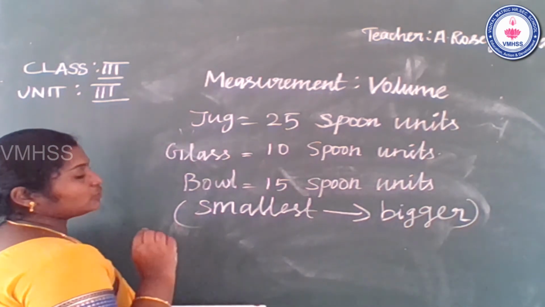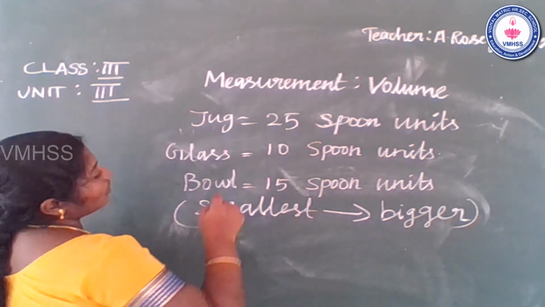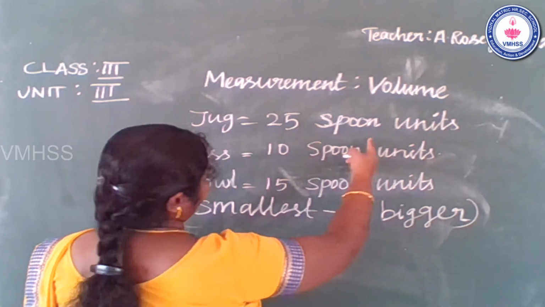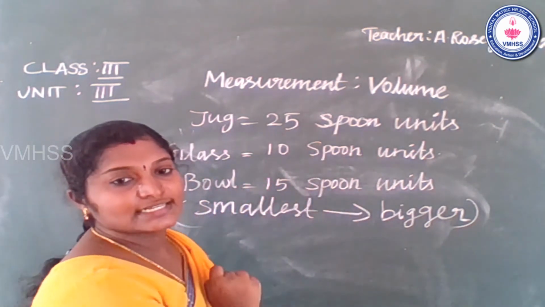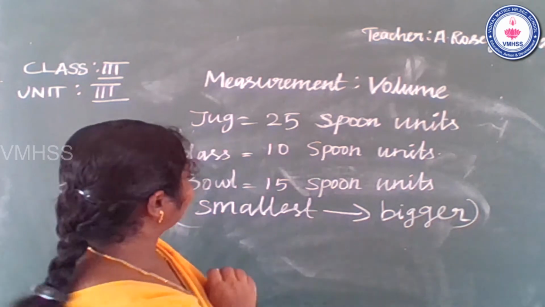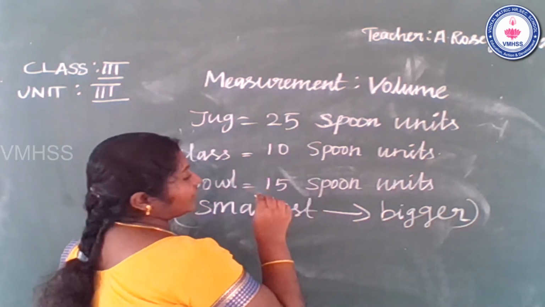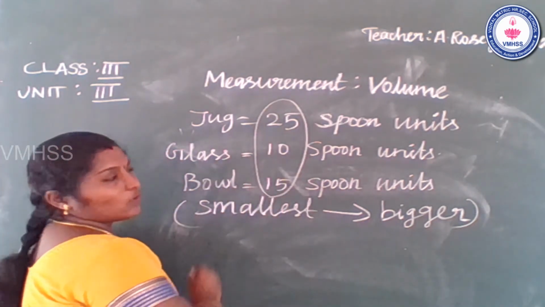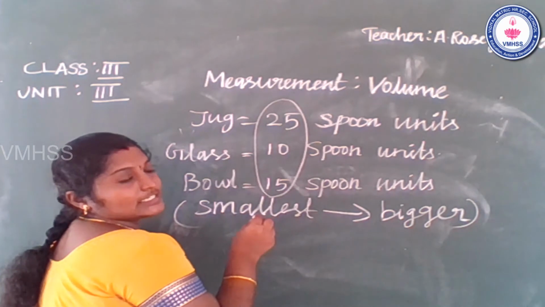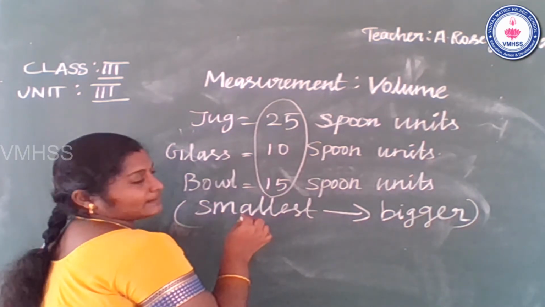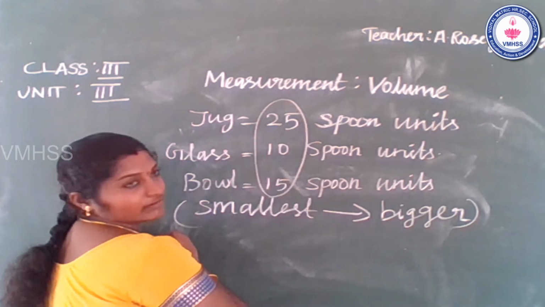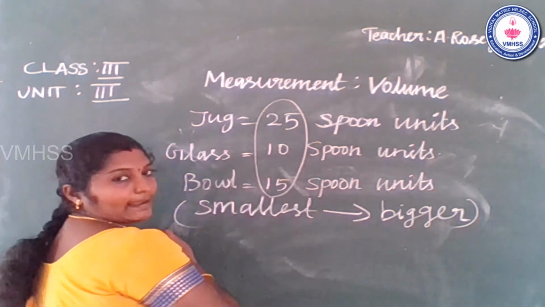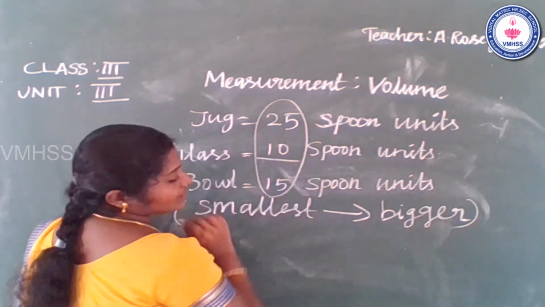Which one is the smaller value? Glass is 10 spoon units, jug 25 spoon units and bowl 15 spoon units. Which one is the correct answer? 10, 25 and 15, so compare these numbers. These are two-digit numbers, so we have ones and tens. You see the ones place, and then the tens place, 2, 1, 1.